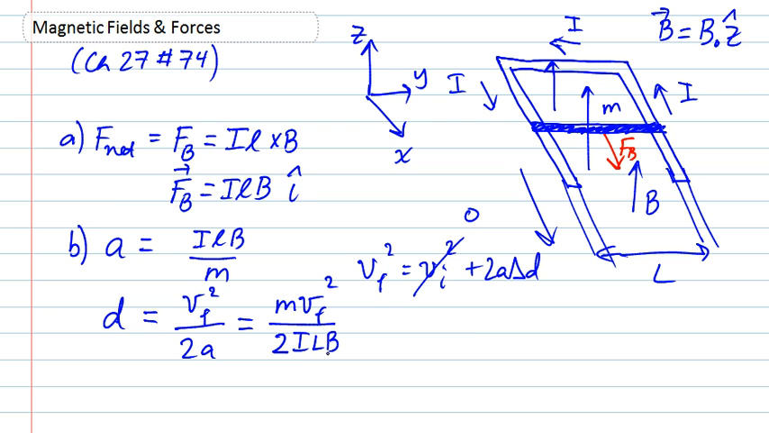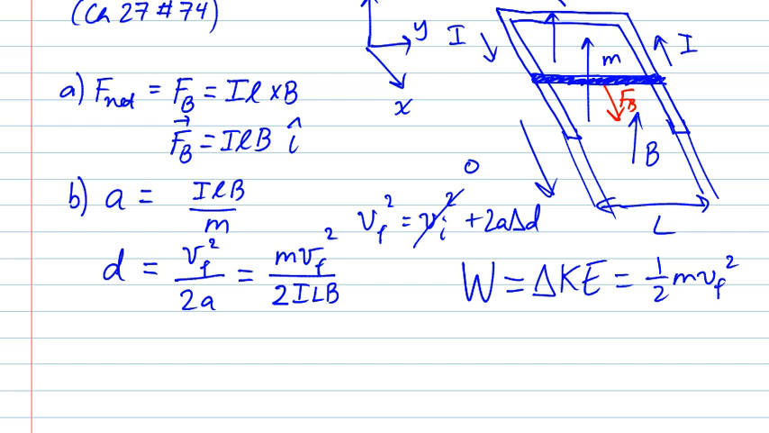And if you want to see something kind of crazy about this, since we're dealing with all sorts of constant values, remember our work energy theorem? Work is equal to a change in kinetic energy, and the kinetic energy is 1/2 m v final squared. Sure enough, if I look at my force, ILB, and my distance d, the work is the force times the distance, and that's going to be m v final squared over 2. So this is just another instance of the work energy theorem.